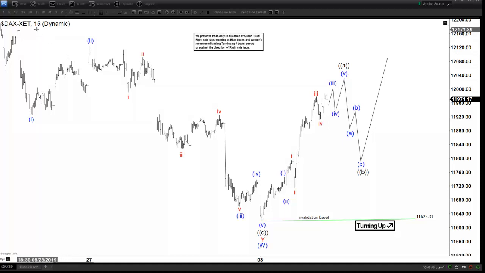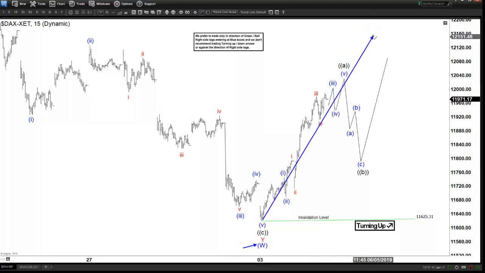This is a 15 minutes chart here. Now we can take a look, and we can see this decline to 11625 ended with W in the blue degree. So what that means is that now we're supposed to be doing an X in blue, which as of now subdivides into the first zigzag rally here, right?